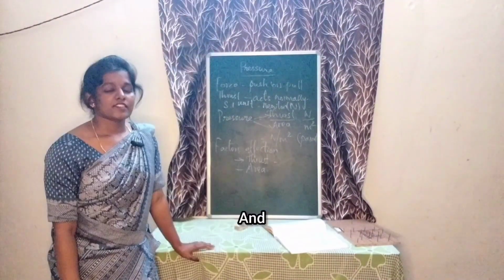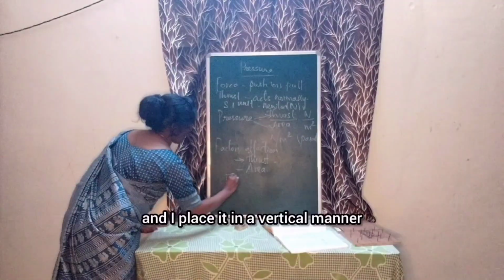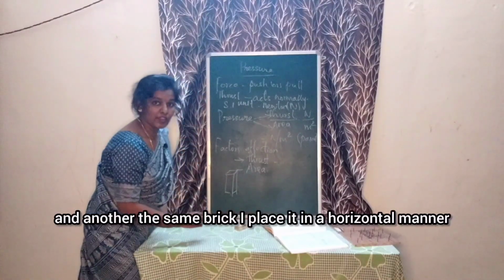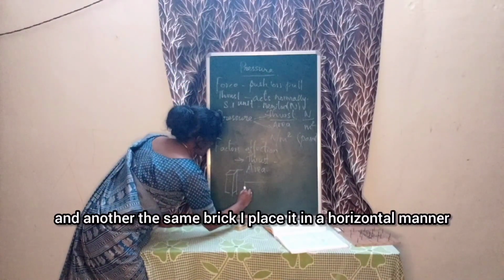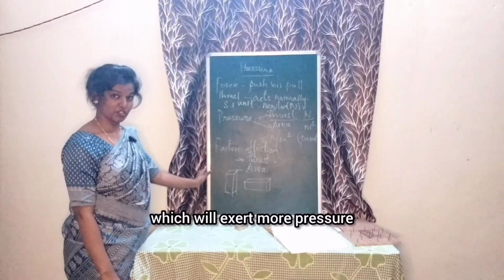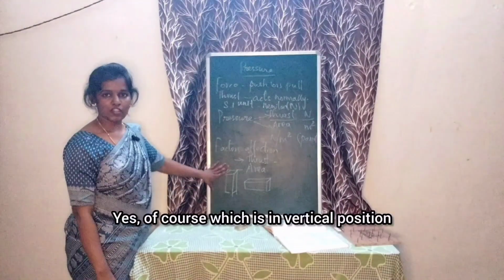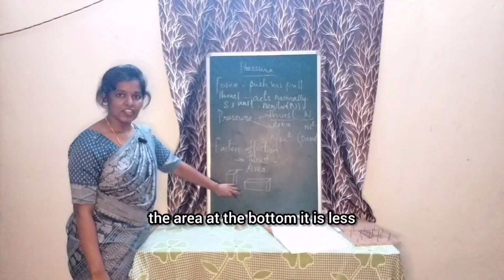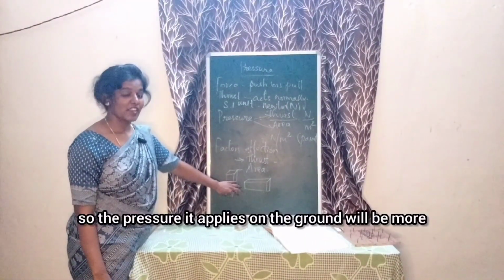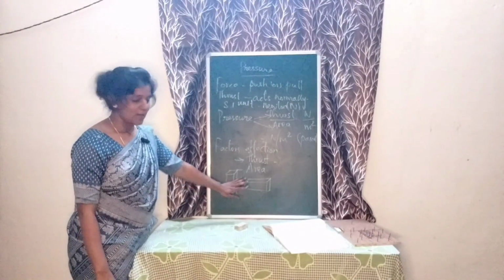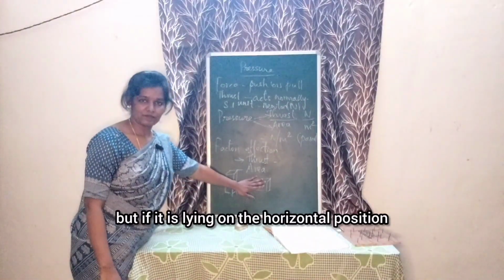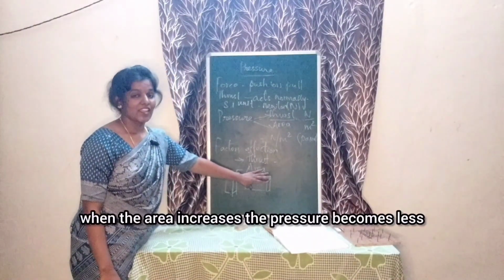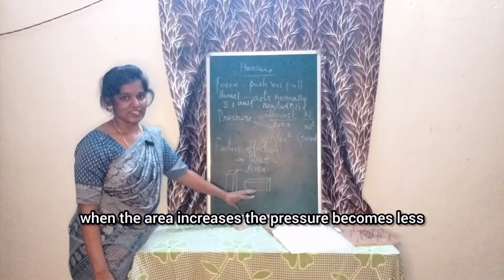And imagine I have a brick and I place it in a vertical manner, and the same brick I place in a horizontal manner. What do you think? Which will exert more pressure? Yes, of course, the one in vertical position. When it is in a vertical position, the area at the bottom is less, so the pressure it applies on the ground will be more. But if it is lying in the horizontal position, surely the area at the bottom is more. So when the area increases, the pressure becomes less.